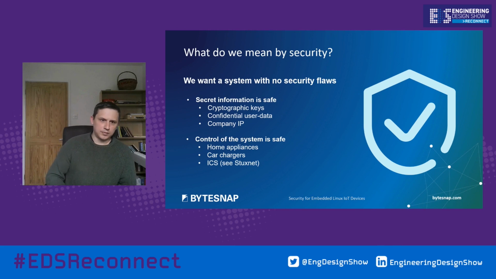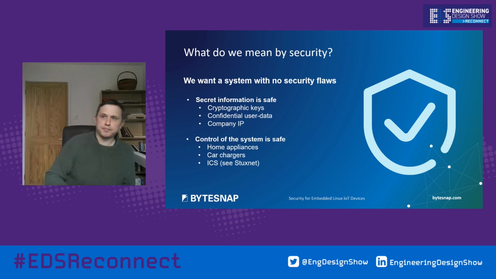Okay, so what do we mean by security? Well, obviously, we want a system with no security flaws or vulnerabilities whatsoever. For an IoT system, unlike, say, a server, an attacker is more likely to get physical access to the device. So we need to make sure that anything confidential, user data, cryptographic keys, or intellectual property stored on the device is safe and secure, and can't be read off easily or at all.